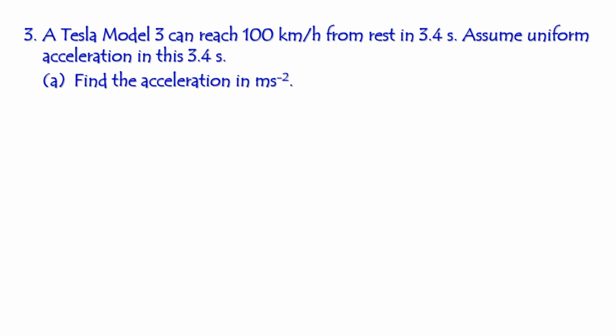Okay, for question 3. For question 3, a car, Tesla Model 3, can reach 100 km per hour from rest, okay? So you have this value. This one is the speed, but the unit is a bit complicated, km per hour. You may have to do something to change it to meter per second, okay? And reach this speed from rest.